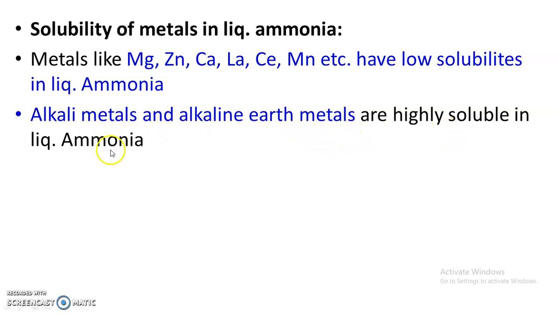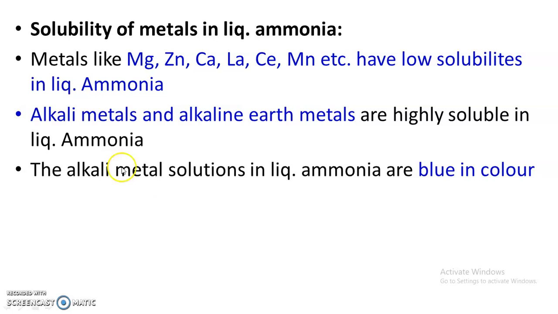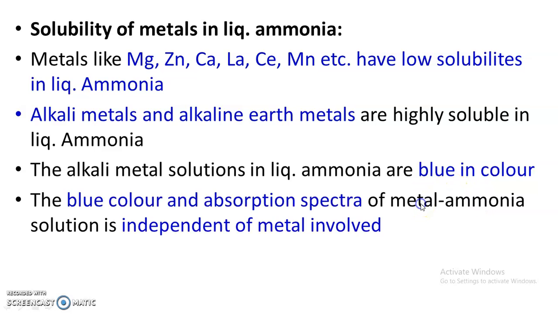are highly soluble in liquid ammonia, and there is a formation of metal cations and electrons, and these electrons are solvated or ammoniated with liquid ammonia, and because of this the resulting solution has a blue color. The alkali metal solutions in liquid ammonia are blue in color. This is because of solvation of electrons and cations.